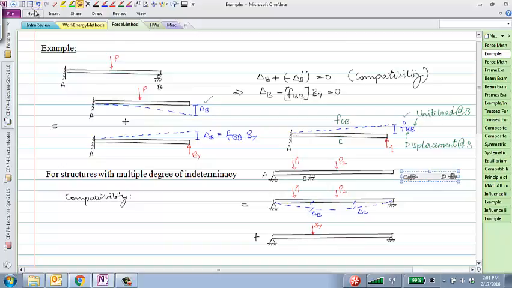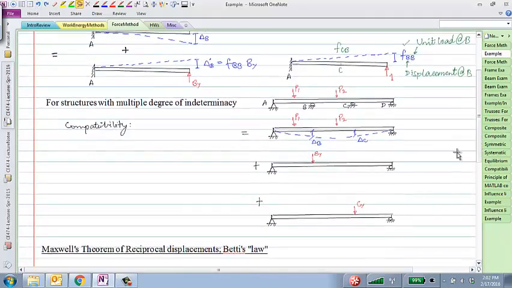Or, as I've shown here, if I take out the center 2 supports, then it becomes a simply supported beam, of course, which is determinate. So the idea here would be to take this indeterminate structure and express it as equal to a determinate structure with the actual loads, plus the same determinate structure with one redundant unknown, plus the same determinate structure with the other redundant unknown.